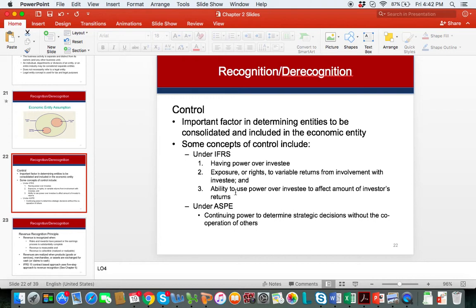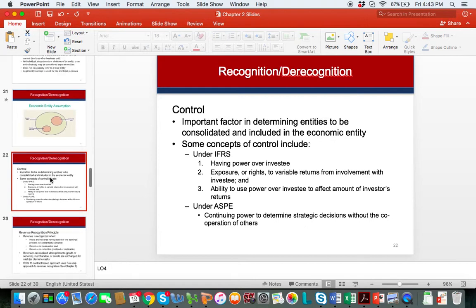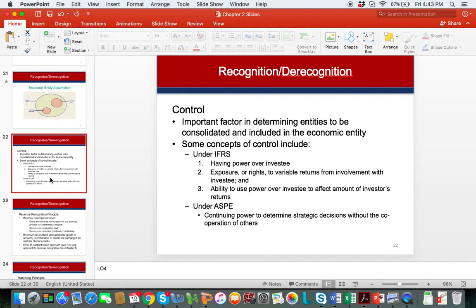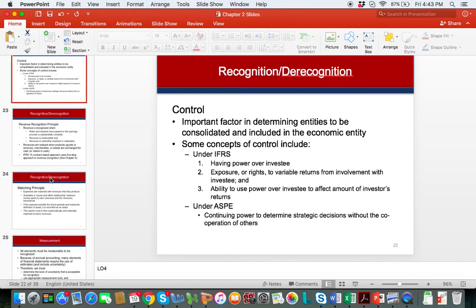An easy way of summarising this is with the GE example. GE in the US would have full control over GE Ireland, with GE Ireland being a subsidiary of GE. Under ASPE, it's continuing power to determine strategic decisions without the cooperation of others. So if you're a private enterprise, the owners of that enterprise can make all the decisions for the business on their own. You can do it autonomously without seeking permission from anybody else. So you're not a subsidiary of a larger business.